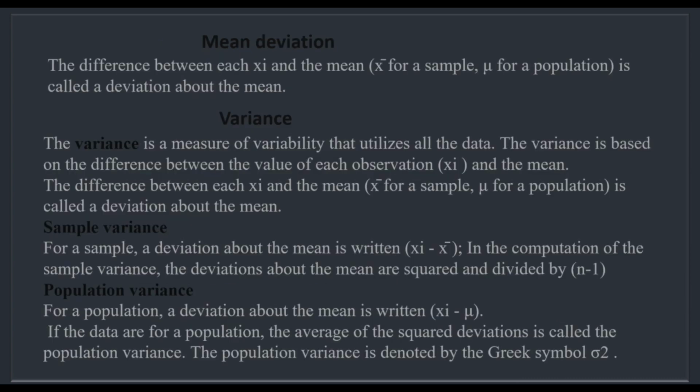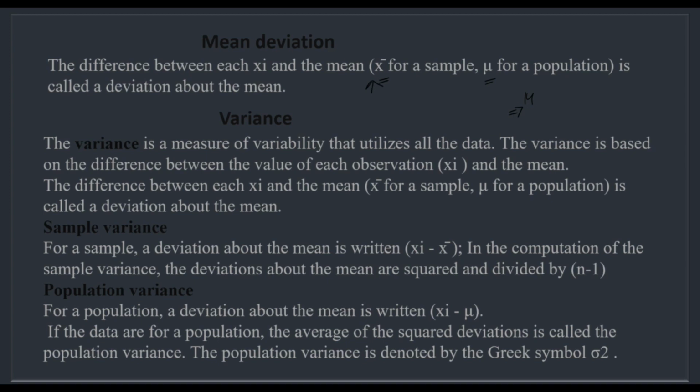Next is mean deviation. Mean deviation is very easy. We calculate the mean for that data set, then subtract the mean from each value, the difference between xi and the mean. Xi is a sample value. The mean for the sample is denoted x bar, and mu is for the population. If we are talking about the population, we denote it with mu; if we are talking about a sample, we denote it with x bar.